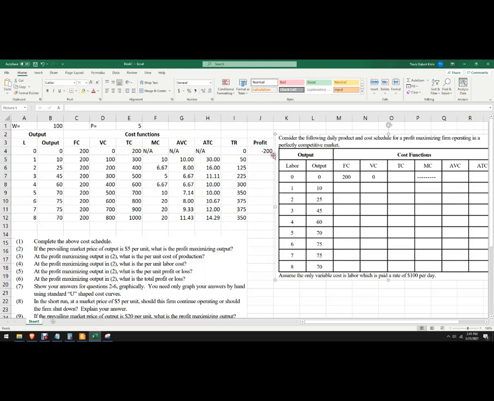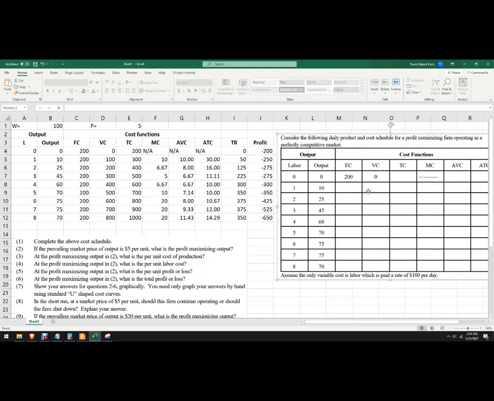So remember what I said, profit maximizing. In other words, the most profit we're going to make is if we produce 45 units. So let's see what happens when we scroll down here. We're always losing money. This is not a good enterprise. In the long run, I want to exit this market. So the best I can do is to produce 45 units and lose $275.